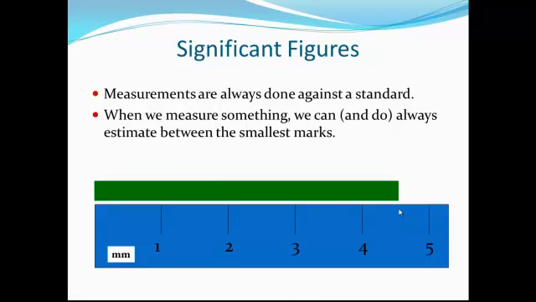It purely depends on the operator. In this case it's me, so I will make an estimate for the length of this object, and the answer will be 4.5 millimeters. The 4 is the accurate number because you know it's more than 4 but less than 5, but the 0.5 here is an estimate.